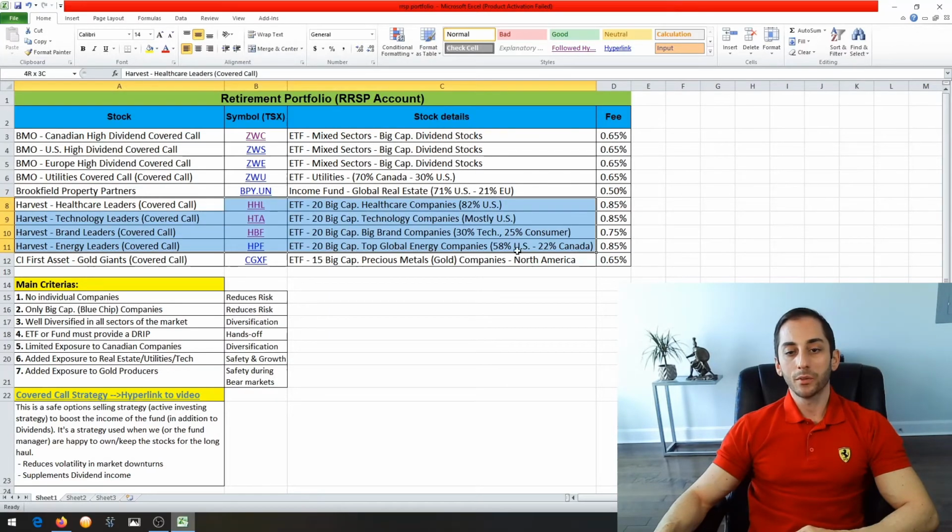The next couple of funds are from a company called Harvest. I really like them. They make really good ETFs. So the first one is called the Healthcare Leaders Fund. So this has 20 big cap healthcare companies, mostly in the US. So really good exposure here to the healthcare sector and additional exposure to the US market.